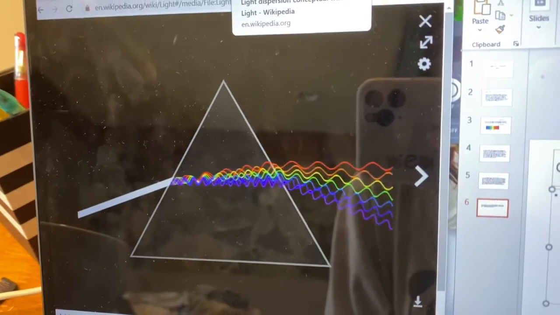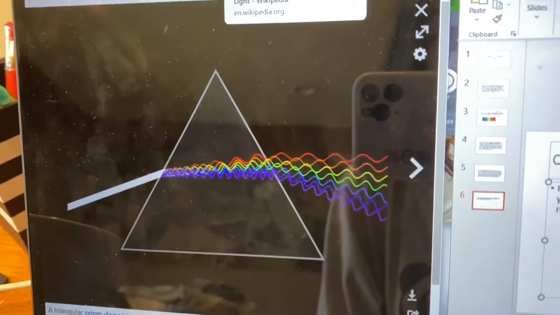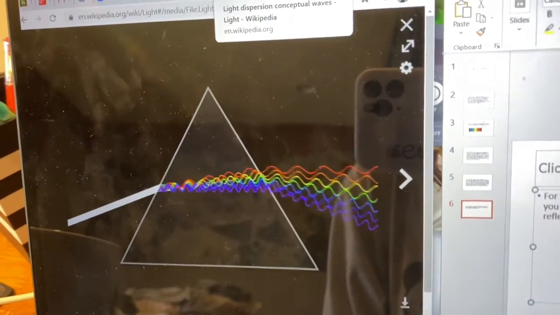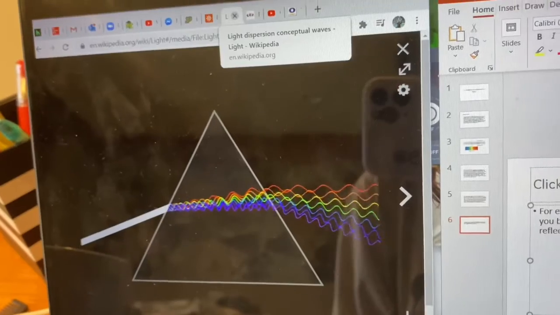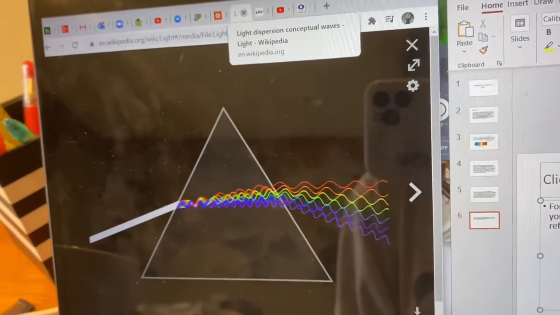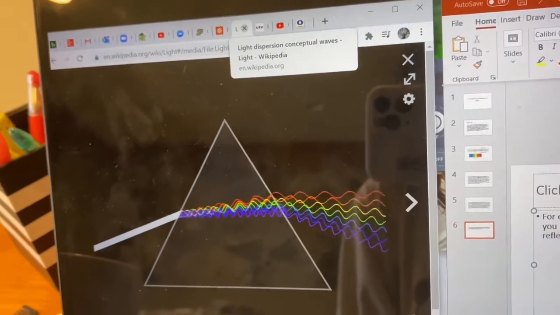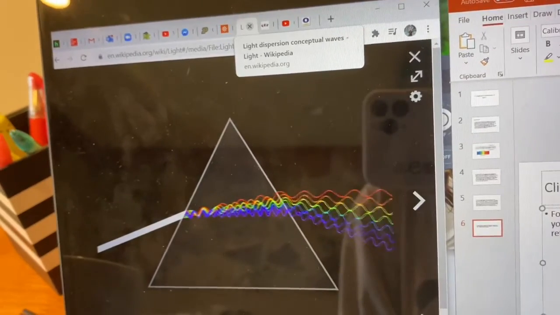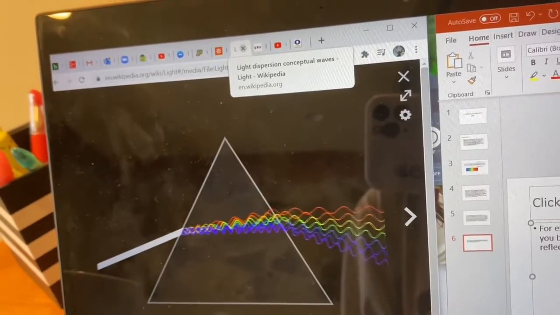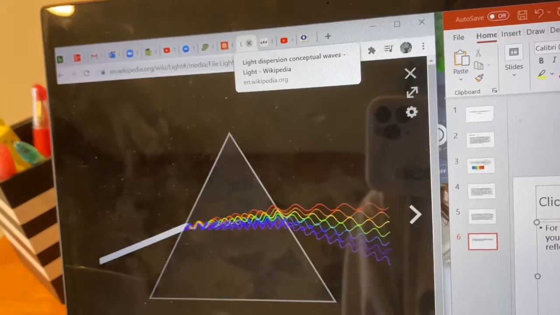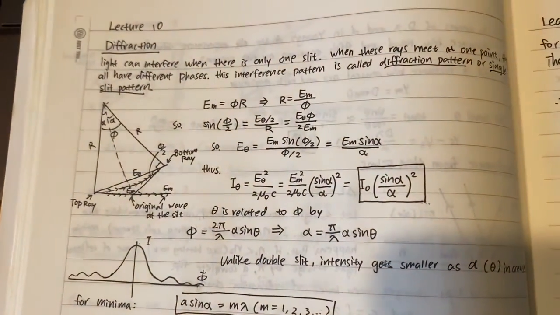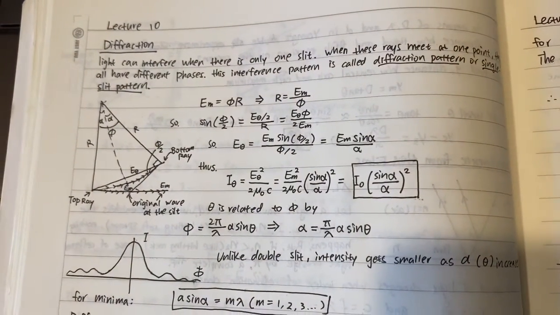Like what I said, a light ray consists of many different colors of different wavelengths. Light can interfere when there is only one slit. When these rays meet at one point, they all have different phases. This interference pattern is called a diffraction pattern or single slit pattern, like what we learned in class and in many labs.